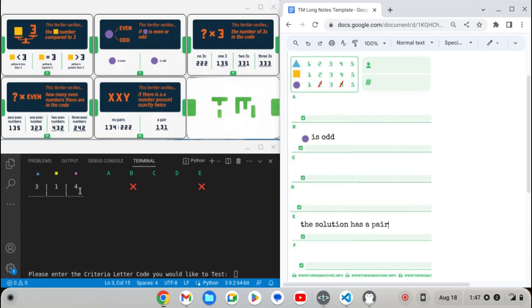So let's go ahead and test that out. So that is criteria card D. Okay, so it does not approve of the fact that I only have a single even. So what that's telling me is that either there are no evens or perhaps there are 2 evens. So let's go ahead and type that up in our notes for section D.